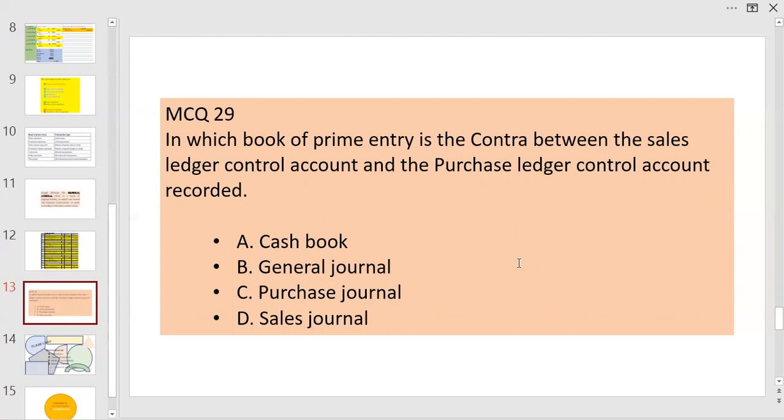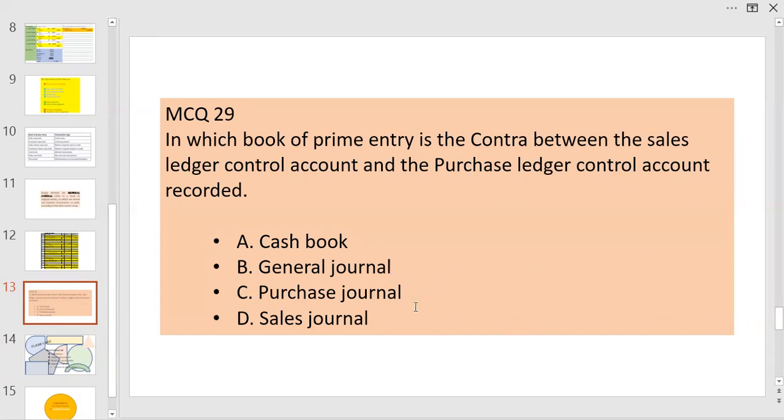Now the question is, which daybook or journal entry is most suited? It doesn't involve any cash, therefore A, cash book is not the answer. C, purchase journal will only accommodate credit purchases. D, sales journal will accommodate only credit sales. Therefore, the answer is B, General Journal. Hope the students have understood.